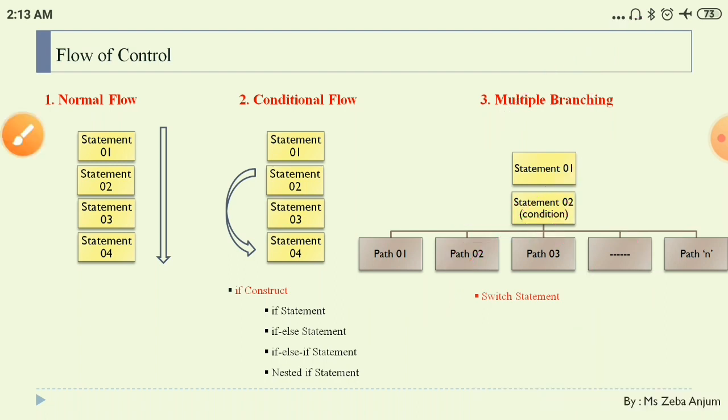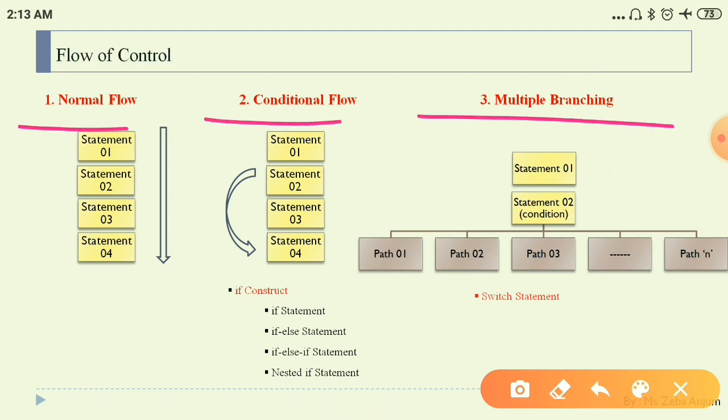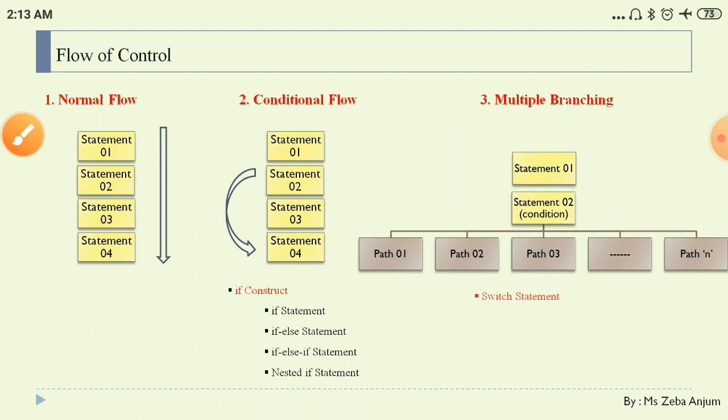Now over here in this slide, students, please make a note that in flow of control basically you have 3 flows of control, that is normal, conditional and multiple branching. Okay, now try to remember these figures in your mind also, so that you can get a clear picture of every kind of flow. Okay, so now moving forward with your if construct.